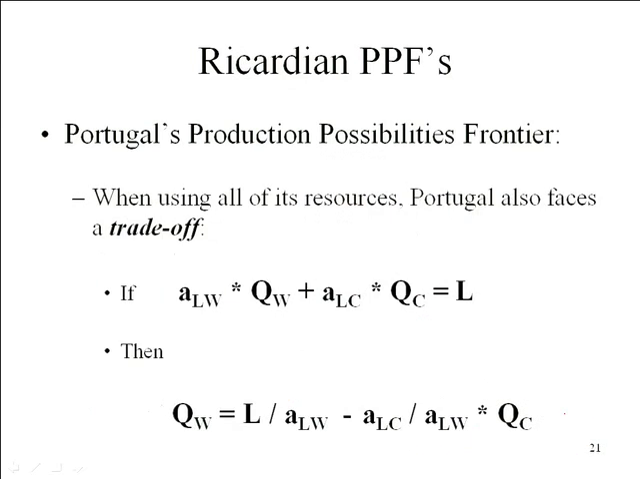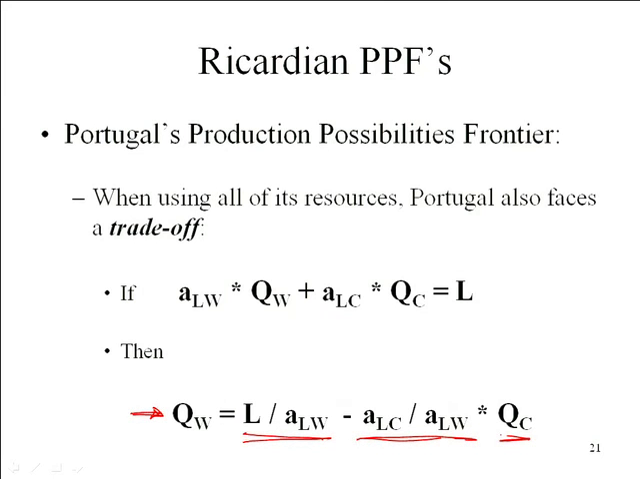So when we solve for the quantity of wine, we get this fixed amount, the total labor force divided by the unit labor requirement in wine, minus this ratio of the unit labor requirements times the amount of cloth that we are producing. The thing to notice about this particular equation is that it shows us that there is a trade-off between how much cloth we can produce and how much wine we can produce. We can see that there's a trade-off because there's a minus sign here. If you're going to produce more cloth, you must produce less wine. If you're going to produce more wine, you must produce less cloth.